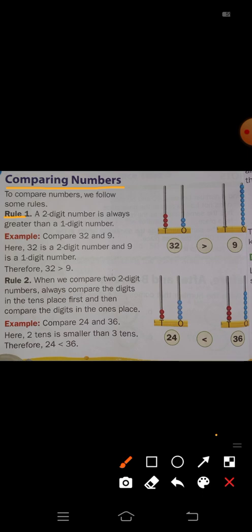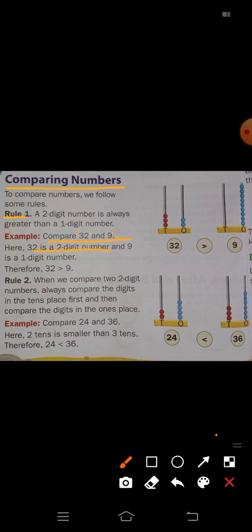a 2-digit number is always greater than a 1-digit number. If a 2-digit number is there, that is always greater than a 1-digit number. For example, compare 32 and 9. In 32, 2 digits are there, 1, 2. And in 9 only 1 digit is there. So which one is greater here?